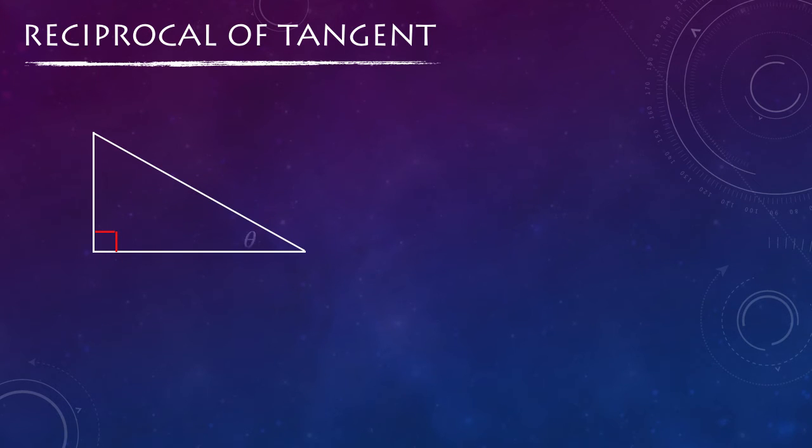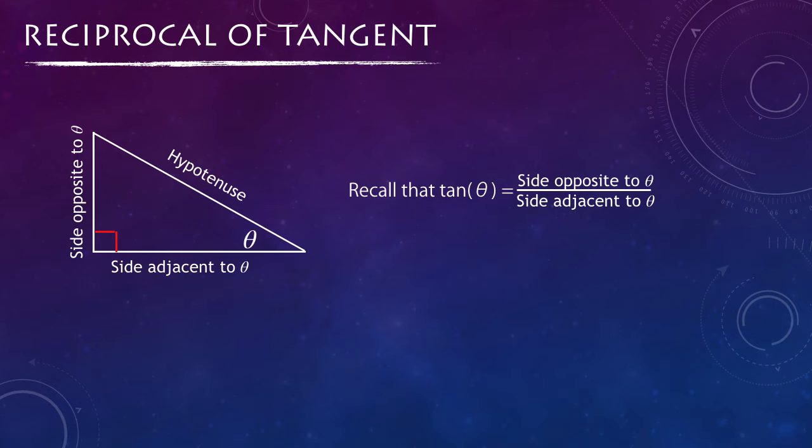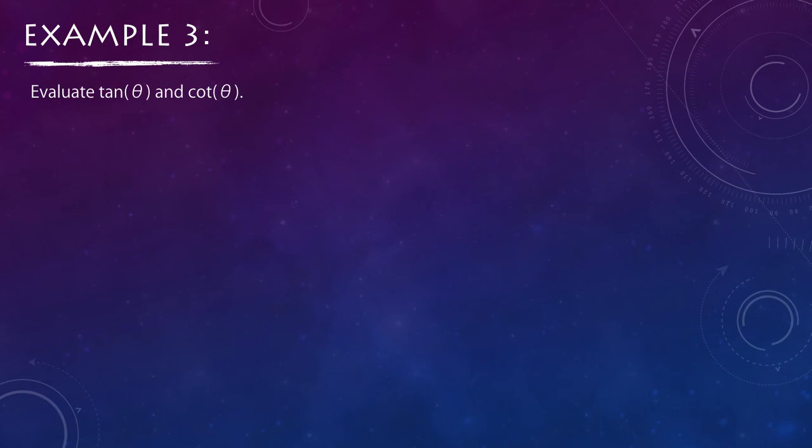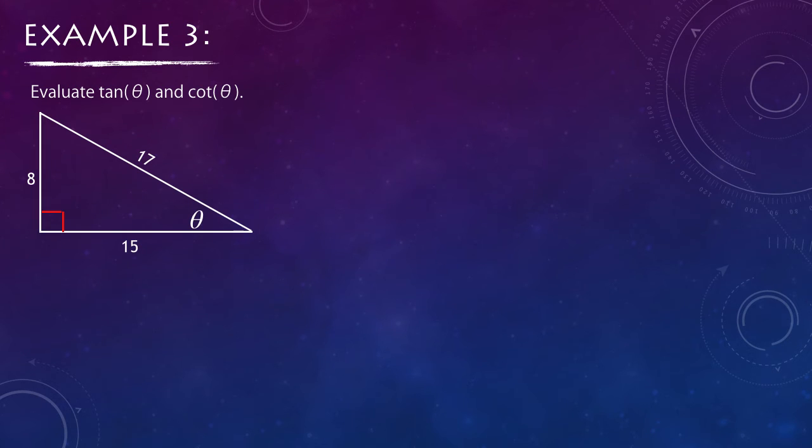We will formalize the definition for the reciprocal of tangent as we did the other functions. From SOHCAHTOA, tangent is opposite over adjacent, therefore cotangent is adjacent over opposite. If we revisit our example once again, we can evaluate tangent of theta and cotangent of theta. Since tangent is opposite over adjacent, that will give us 8 over 15. And cotangent is the reciprocal, and that will be 15 over 8.